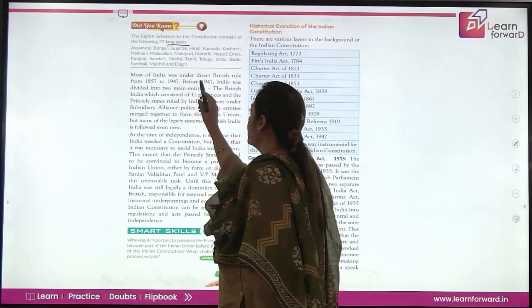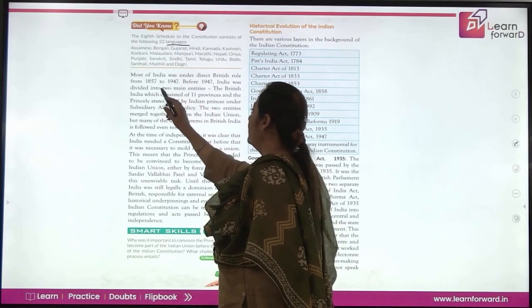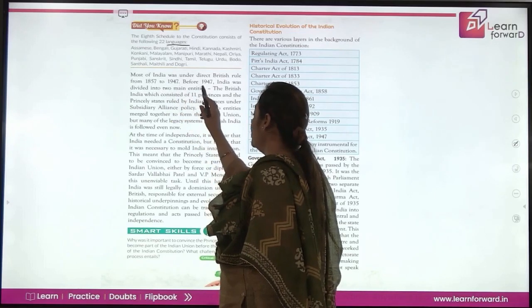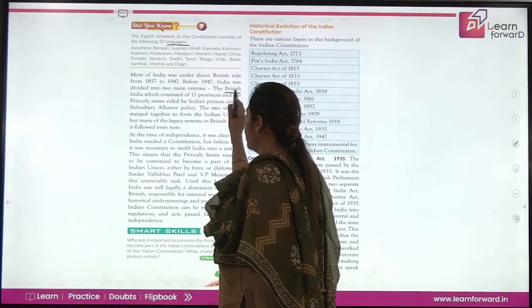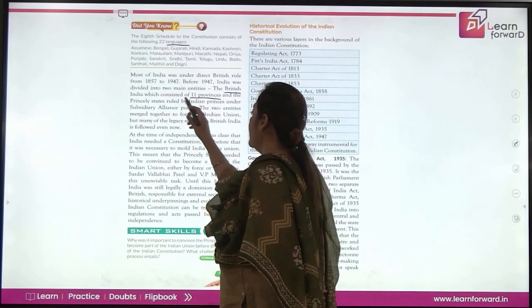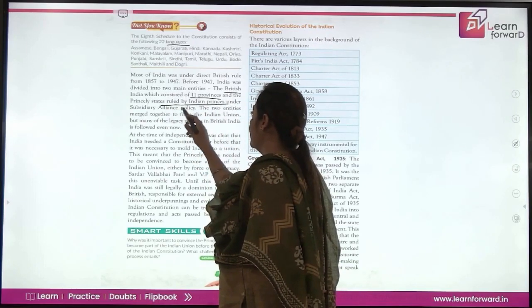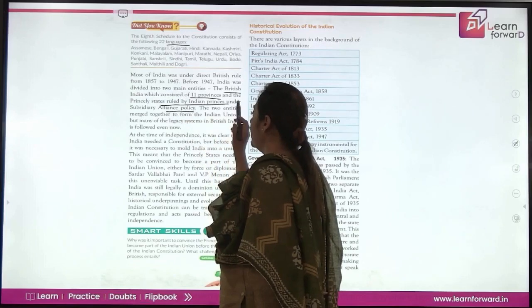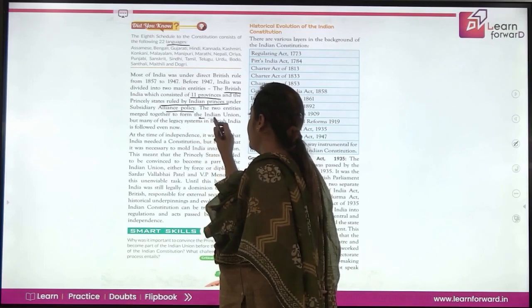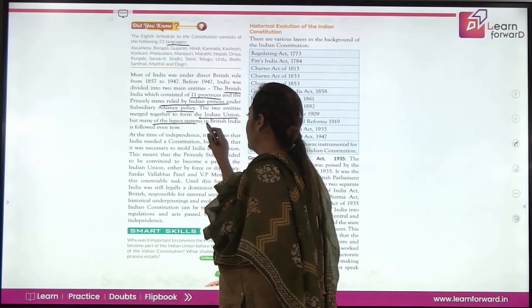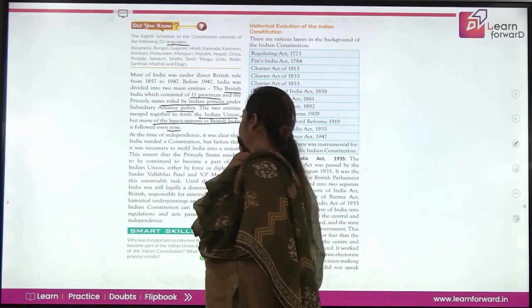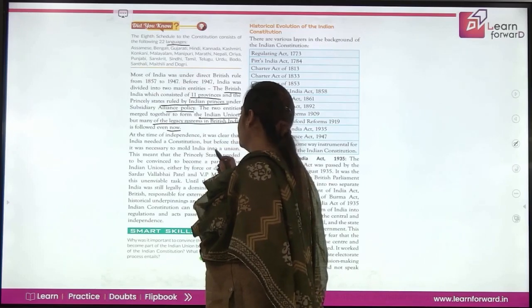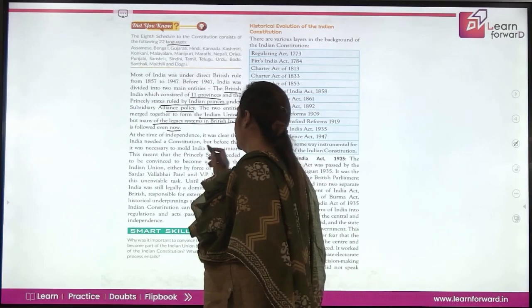Most of India was under direct British rule from 1857 to 1947. Before 1947, India was divided into two entities: British India, which consisted of 11 provinces, and princely states ruled by Indian princes under the subsidiary alliance policy. These two entities were merged to make the Indian Union. But as many of the legacy systems in British India have evolved, at the time of independence it was clear that India needed a constitution, but before that it was necessary to mold India into a union.